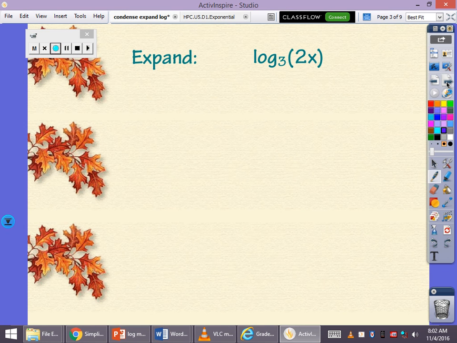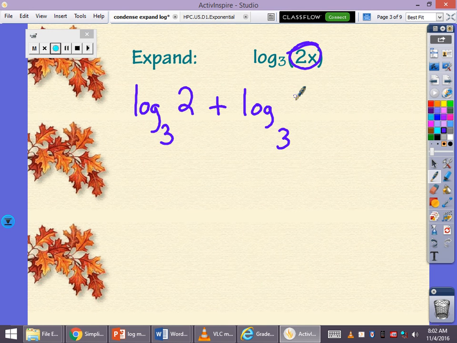Okay, so we are going to expand. We're going to expand. Okay? So what am I doing right now? What's happening in this parenthesis? What operation? Multiplication. And so when I multiply, I really do what? Add. So this is going to be log 3 of 2 plus log 3 of x. Does that make sense?